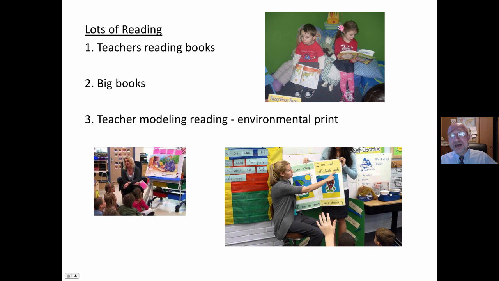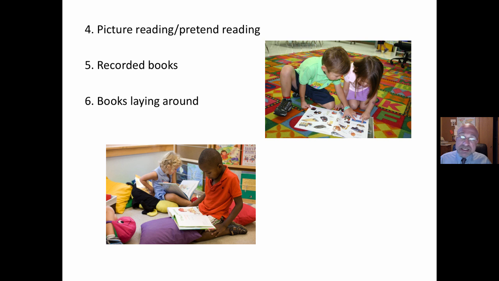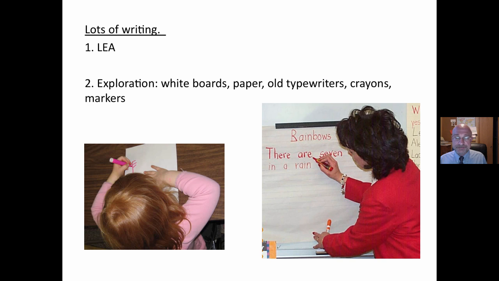The teacher would be modeling reading of environmental print, which are lists and signs and things found around the room, or a McDonald's sign or a milk sign or other things. There'd be picture reading or pretend reading, where children retell a story using the pictures in the book. All right, that is a first stage of reading. There would be recorded books, where children would be able to listen with a headset, and just lots of books lying around, preschool and kindergarten, developmentally appropriate.